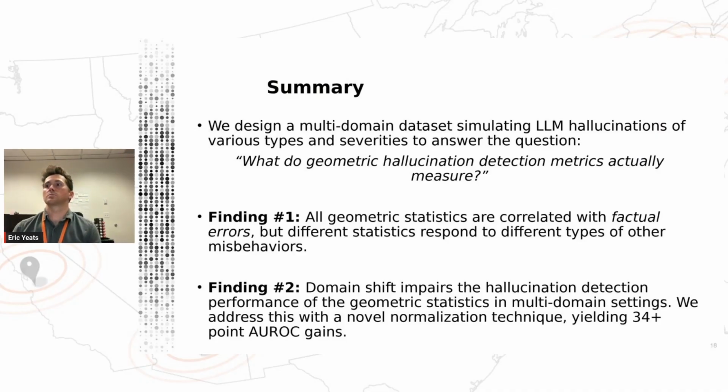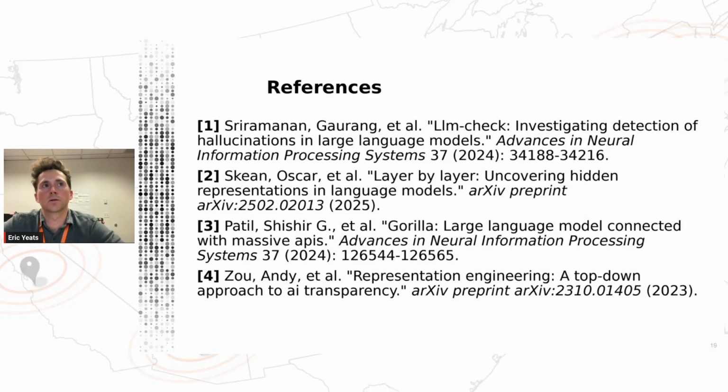So I'll summarize one more time. We designed a multi-domain data set simulating LM hallucinations of various types and severities to answer the question, what do geometric hallucination detection metrics actually measure? Our first finding was that all geometric statistics are correlated with factual errors, but different statistics respond to different types of other misbehaviors. Our second finding was that domain shift impairs the hallucination detection performance of the geometric statistics in multi-domain settings. And we addressed this with a novel normalization technique yielding 34 points or more ROC gains in our experiments. So here are the references for the work.